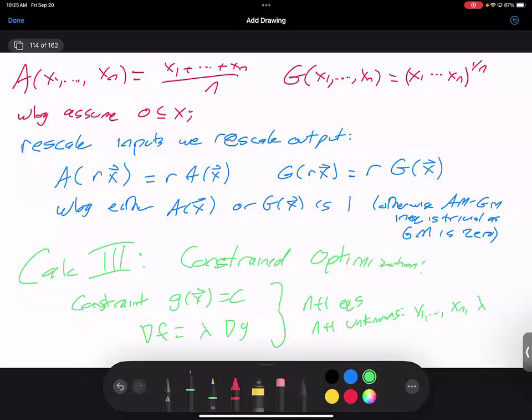So what's the largest one of the x's can be? 1. Nope. Oh, super close to 1. Nope. We're looking at the arithmetic mean, say, equals 1. What's the largest an x could be? n, right? So if the arithmetic mean is 1, then the largest an individual x could be is n. What about the geometric mean? If the geometric mean is 1, how large could one of the x's be?